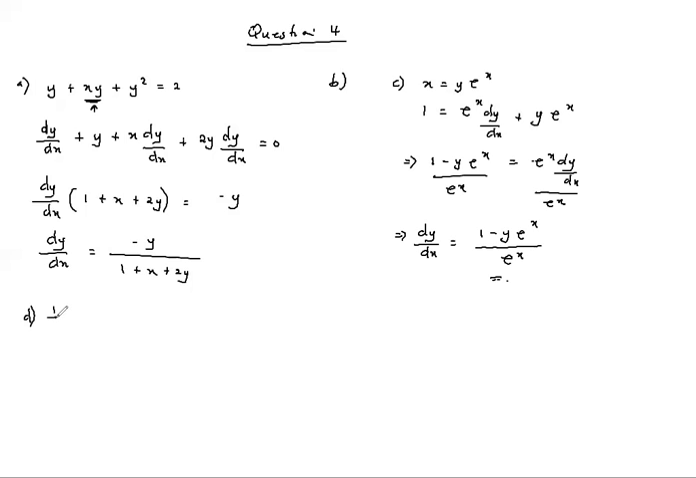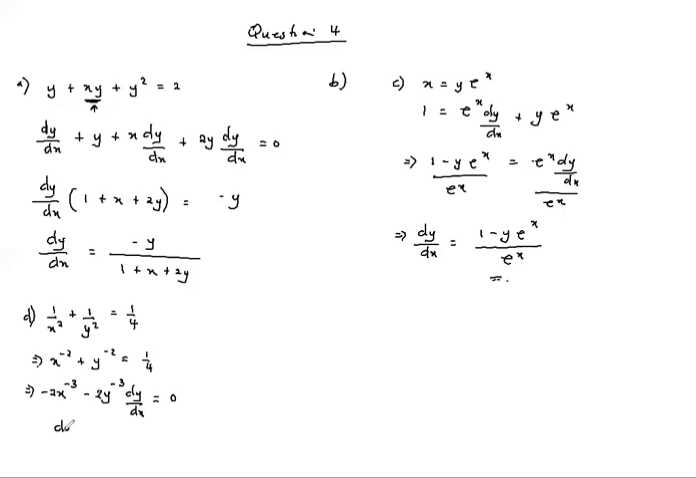So D, 1 over x squared plus 1 over y squared is equal to 1 over 4. You can write this as x to the negative 2 plus y to the negative 2 is equal to 1 over 4. Then differentiate throughout. So for the first one, you get negative 2x to the power negative 3, minus 2y to the power negative 3, but because it is y, you have dy/dx. This is equal to 0.